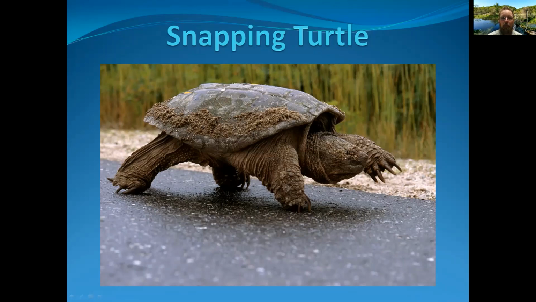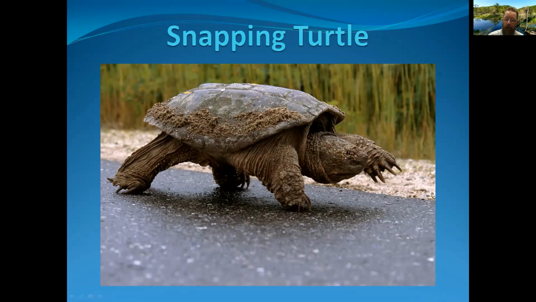And a full-grown adult snapping turtle has very few predators. The primary cause of death for adult snapping turtles is car strikes. They get hit by cars crossing the road when traveling between wetlands.